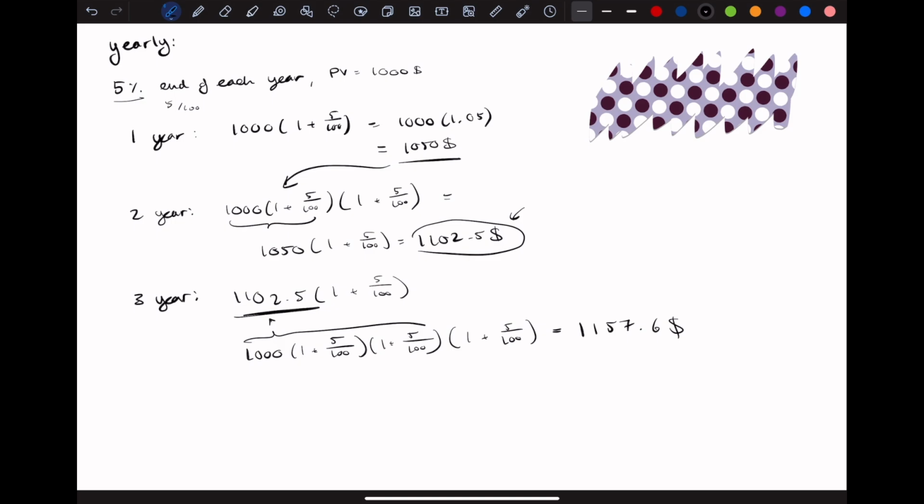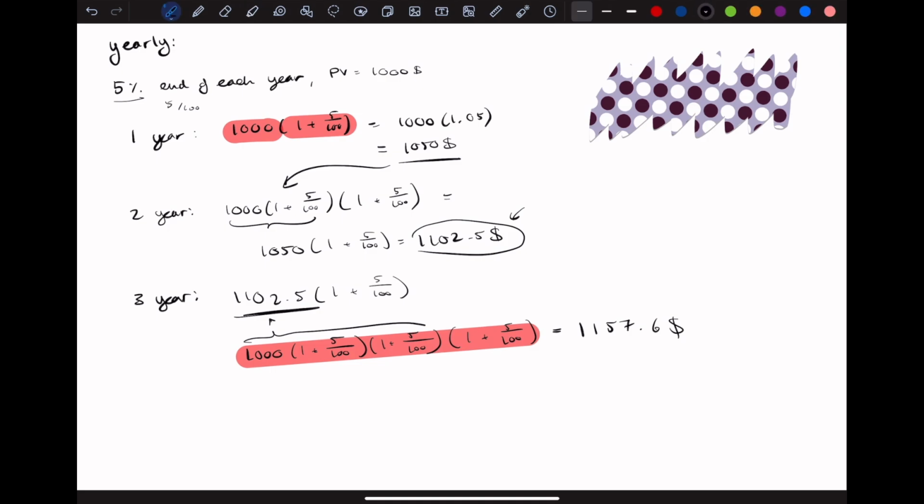So if you can get the pattern of what we're doing, we are always going to have our initial value and then we times it by 105% in this case, right? But then if we don't want to keep on finding these intermediate values, such as the ones I'm highlighting right here, we can simply express our, for example, third year in terms of our present value during the first year. So we're going to have 1,000 times 105% 3 times because we're doing it for 3 years.